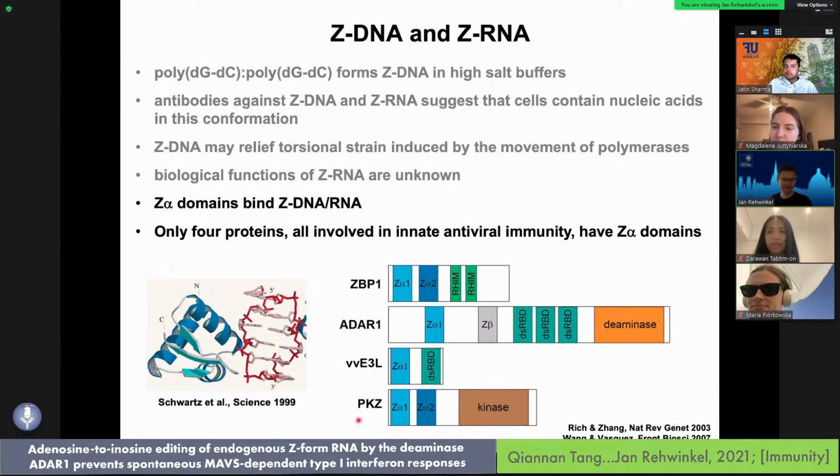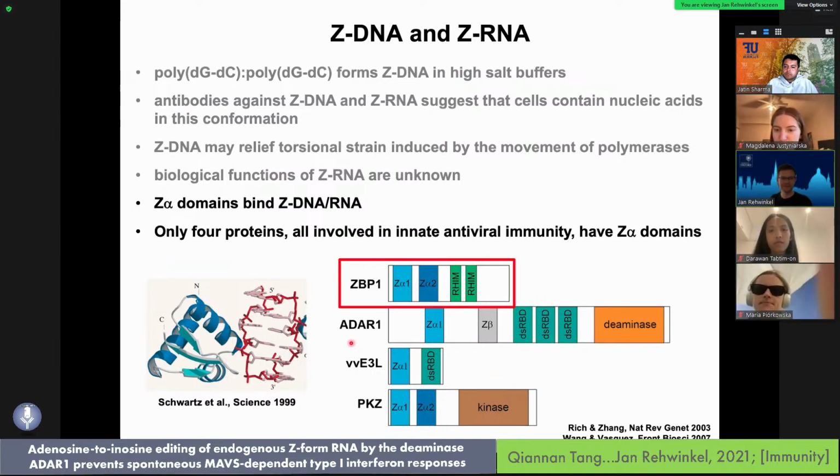And then finally, there is a protein from zebrafish called PKZ that has two Z alpha domains and a kinase domain. This protein is very similar to a mammalian protein called PKR, which is involved in shutting down translation during virus infection. So it seemed that all of these proteins that have the Z alpha domain were in one way or another involved in innate immunity. And so therefore we thought that the function of zRNA would probably be somewhere in the field of innate antiviral immunity and nucleic acid sensing. And so therefore we started to investigate this.